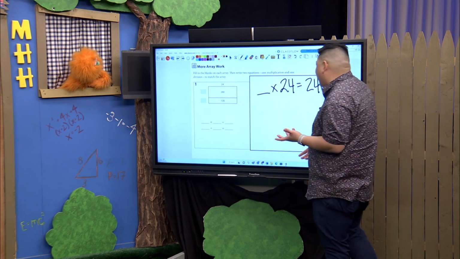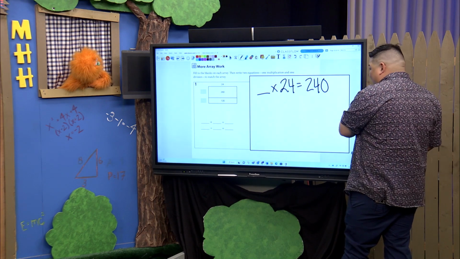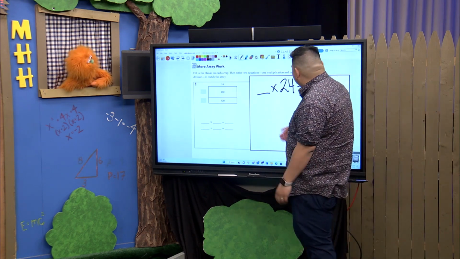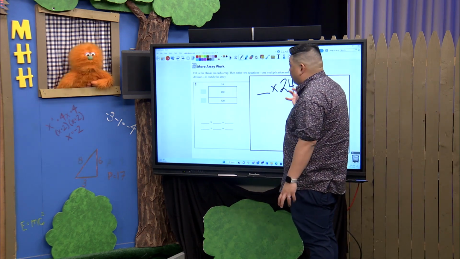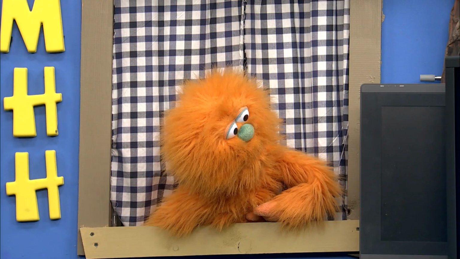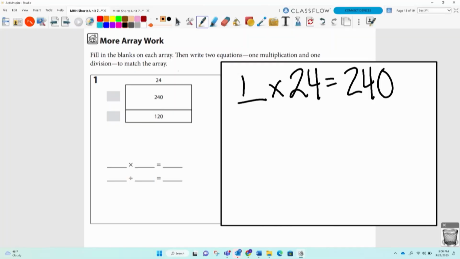Well, I see a little bit of a pattern here. 24 and 24 tens, right? So how do we get from 24 to 24 tens, 240? We're going to multiply that by 10. So we can fill in this one: 10 times 24 equals 240. Or, really what we just did was 240 divided by 24, and that equaled 10.